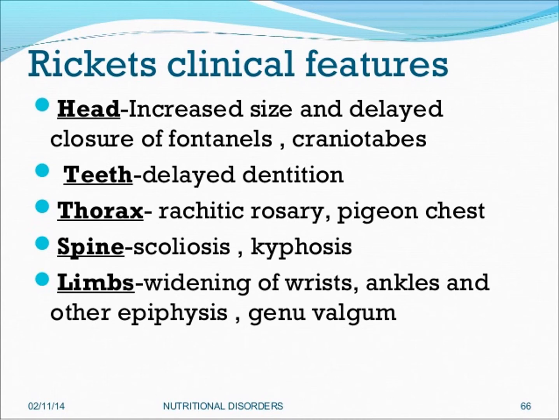If we look at the spine, you could have scoliosis as well as kyphosis, right, which are just denoting different bends in the spine. If we look at the limbs, you have a widening of wrists, ankles, and other epiphyses, as well as genu valgum, right, which causes a malformation or warping of the bone.